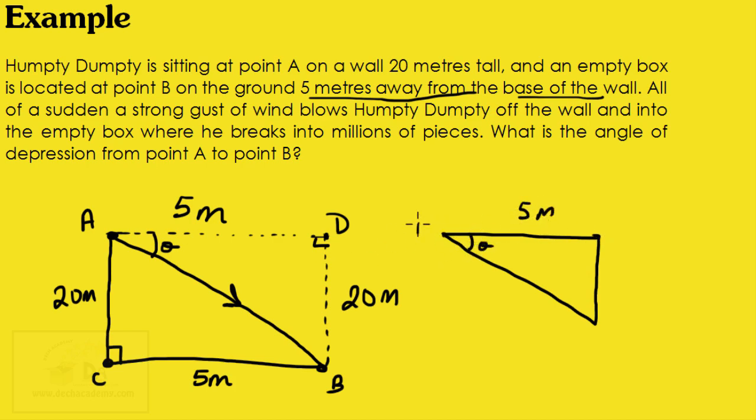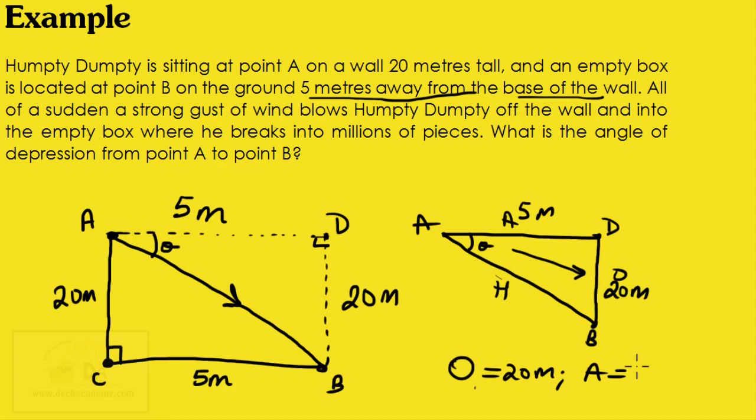So this is point A, this is point D, this is point B, DB is 20 meters. So all we need to do is find theta. This is the opposite side to theta. Here's the adjacent side, because this is the hypotenuse. So O is equal to 20 meters. A is equal to 5 meters.